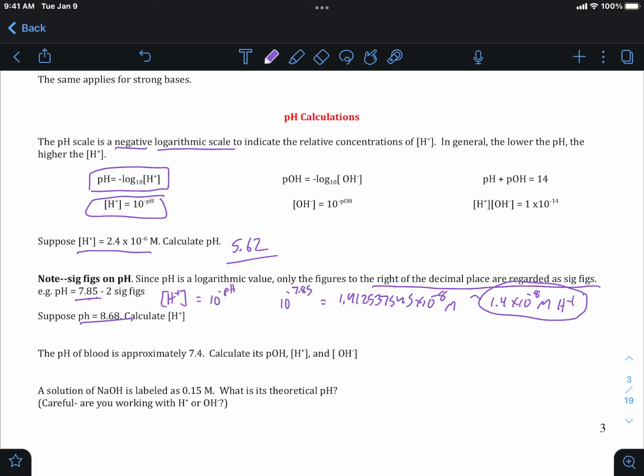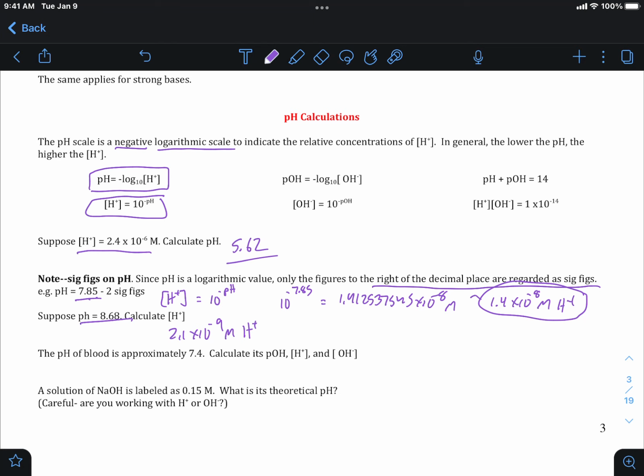What do we get? Bethany, what did you get for H plus? 2.1 times 10 to the negative 9. Right. Okay. So, be able to solve for pH, be able to solve for H plus.